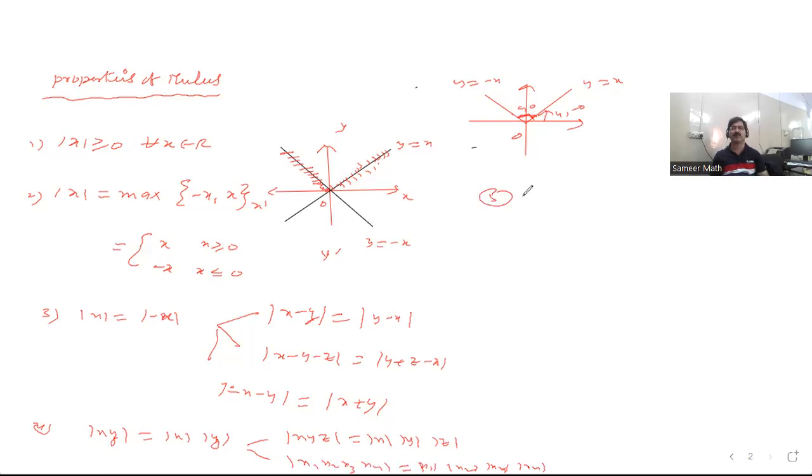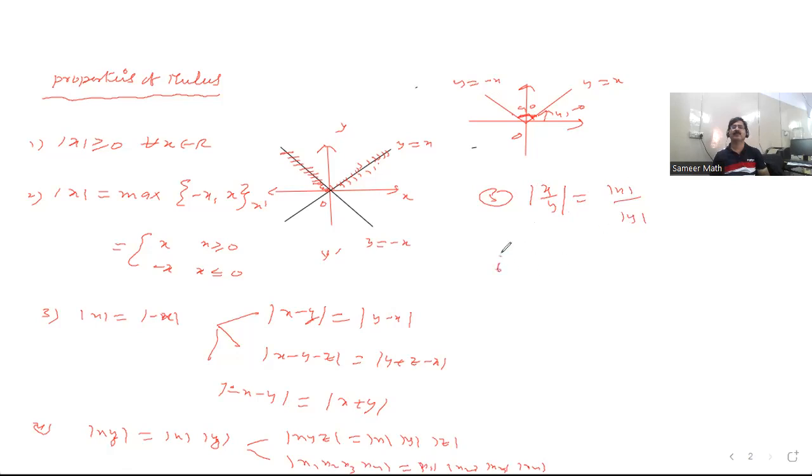Now come to the next one. Fifth one, I want to tell you one more point. The fifth property is mod x by y. Mod x by y is nothing but what, Anna? Mod x by mod y. Right? Mod x by mod y, you can write. Now, you see here, some more properties you have to remember: what is going to happen, what not, etc. I would like to tell you all these things. Here, 1, 2, 3, 4.